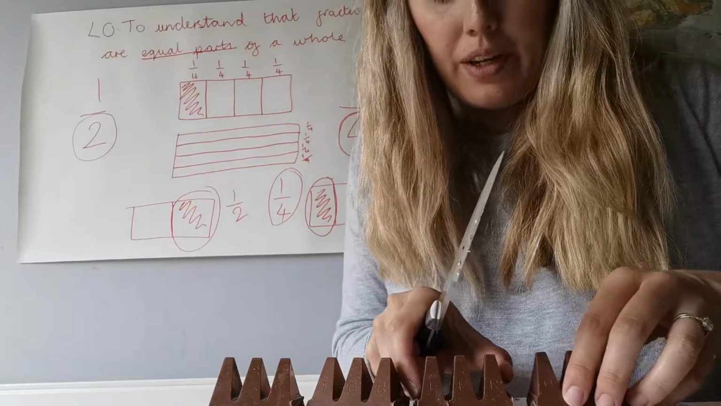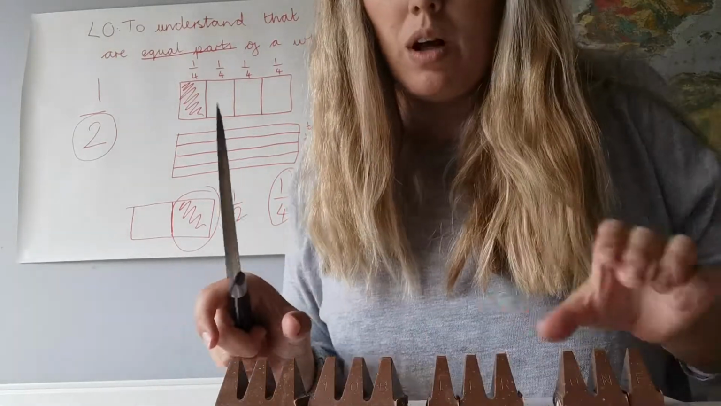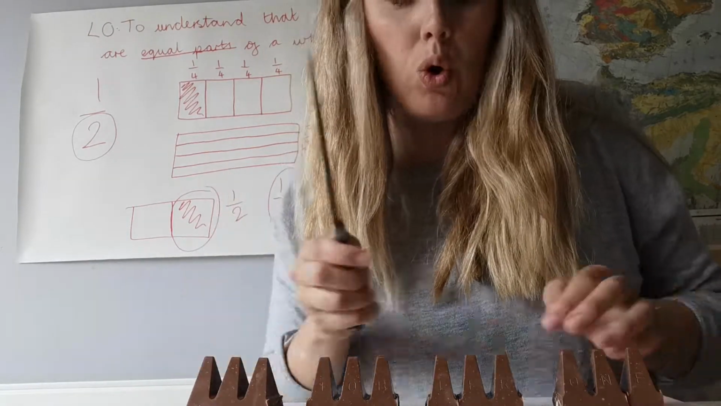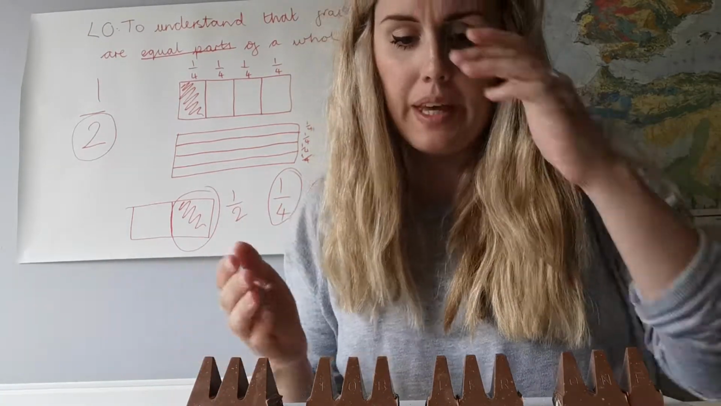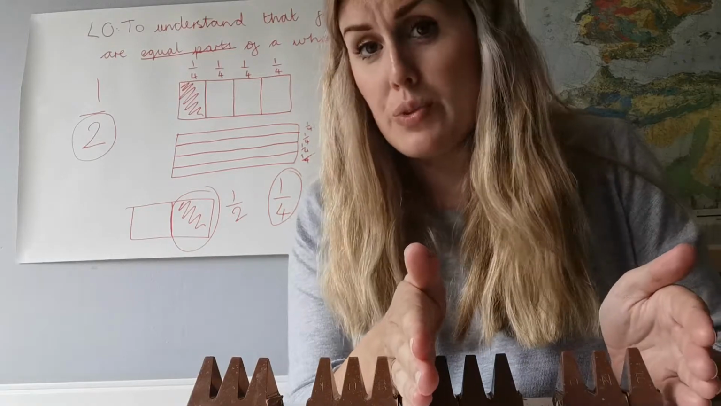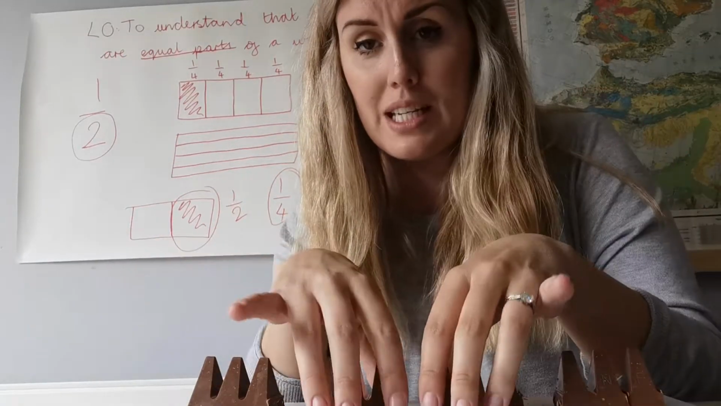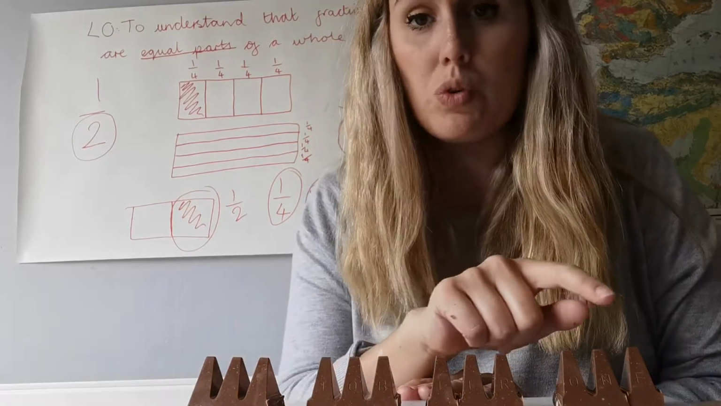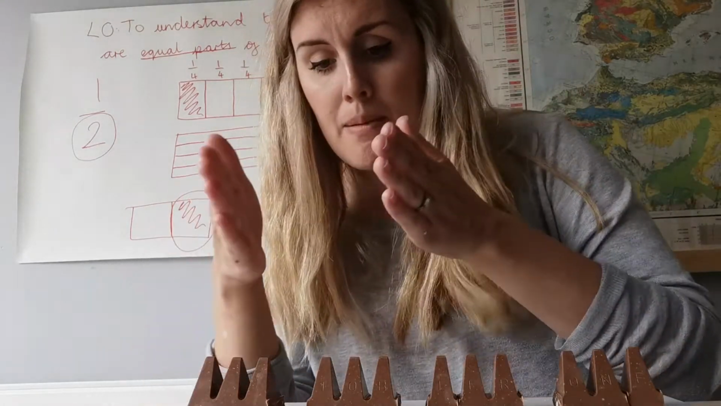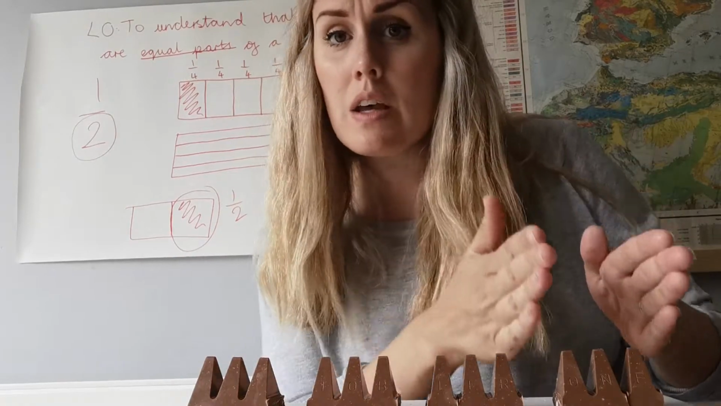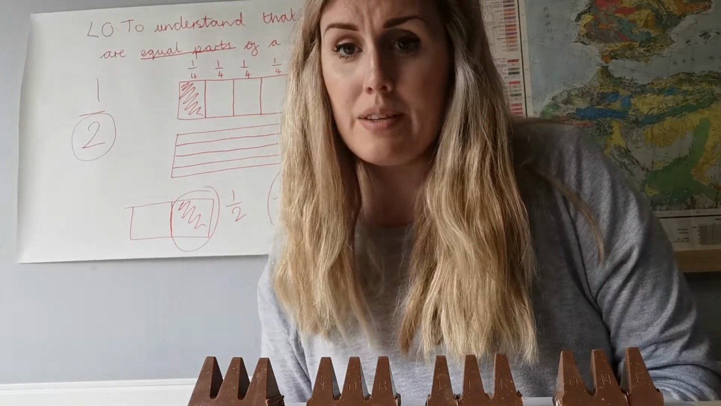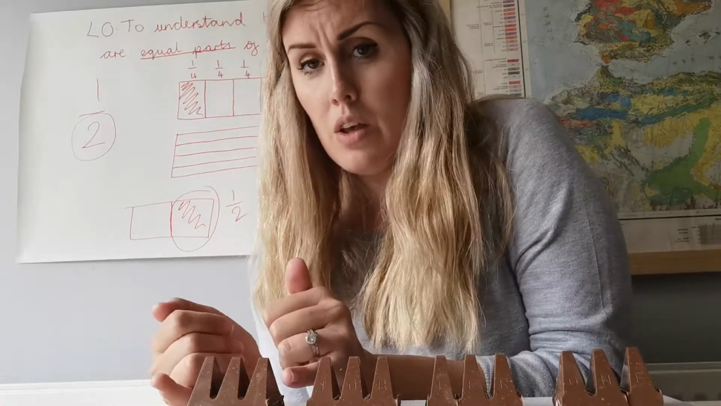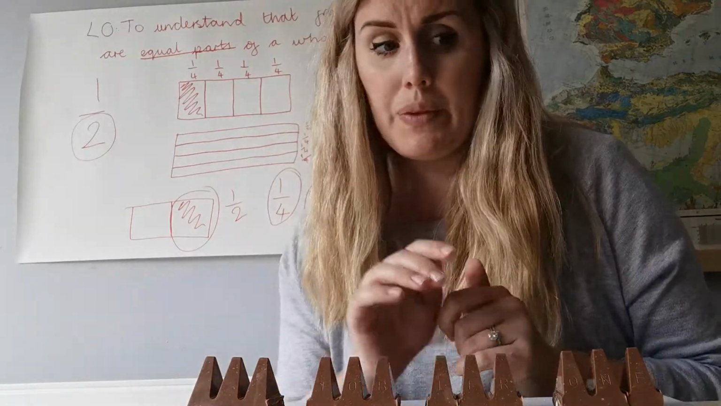I've got these here. So I've split my Toblerone into 4 equal parts, okay? Sort of that was half, but I've split it into 4 equal parts. 1, 2, 3, 1, 2, 3, 1, 2, 3, 1, 2, 3. And they all look the same. There are the same amount of mountains in each one, okay? So a quarter of this is 3 mountains, okay?